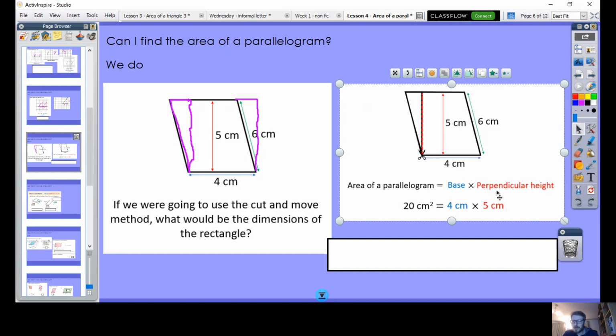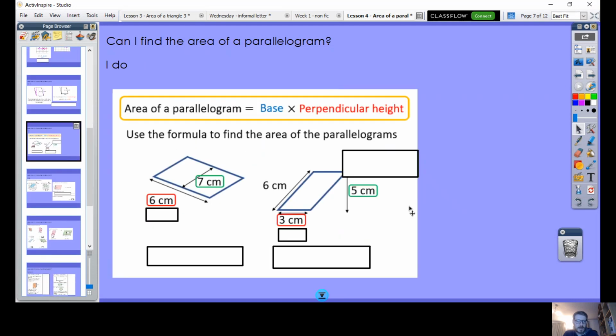But what we can do by using this formula is skip the whole step of cutting a bit out and moving it over. We can just calculate it straight away as if it was a rectangle, and we'll get the same answer. So with this one here, we do the base multiplied by the perpendicular height. So we've got 4 multiplied by 5 is 20 centimeters squared. So to find the area of a parallelogram, we do the base multiplied by the perpendicular height.